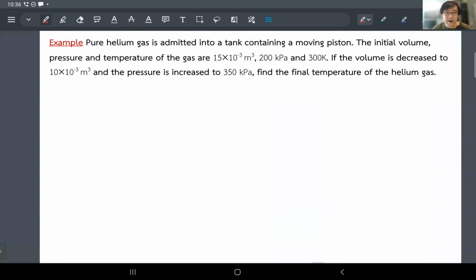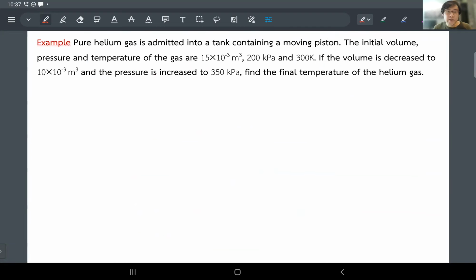Okay, that's doable. All right, guys, try this one. This one is going to be a straightforward one, and it showcases what is going on when you are changing the state of a gas. A pure helium gas is admitted into a tank containing a movable piston. Now when you have a movable piston, it means the volume of the gas can be adjusted. The initial volume, pressure, and temperature of the gas are given. Units look good: cubic meter, kilopascal, Kelvin, that's nice. If the volume is decreased to a new value and the pressure is increased to another value, what is going to be your final temperature?